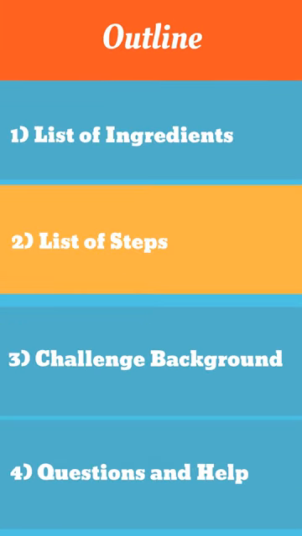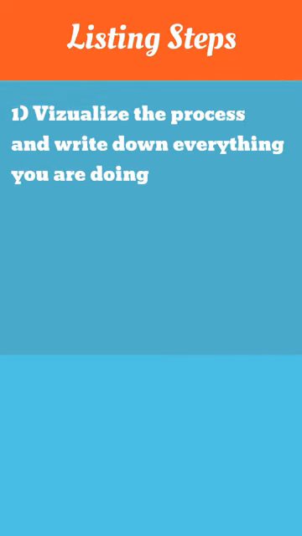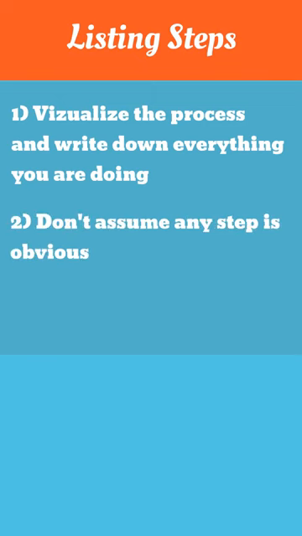Now we will learn how to properly list the steps in our recipe. The best way to list all of your steps is to fully visualize the process and write down everything you are doing. It is also very important not to assume that any step is obvious.